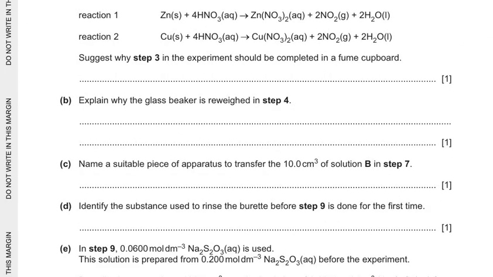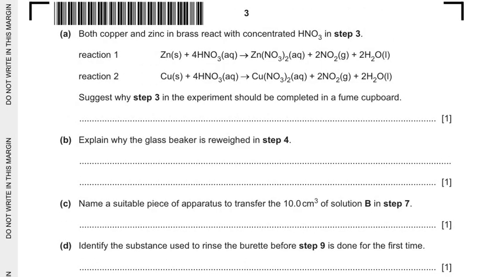Now what's the first sub-question here? Both copper and zinc in brass react with concentrated nitric acid in step 3. So reaction 1 and reaction 2 are given, that zinc reacts and copper reacts. Now suggest why step 3 in the experiment should be completed in a fume cupboard. Now they are talking about step 3.